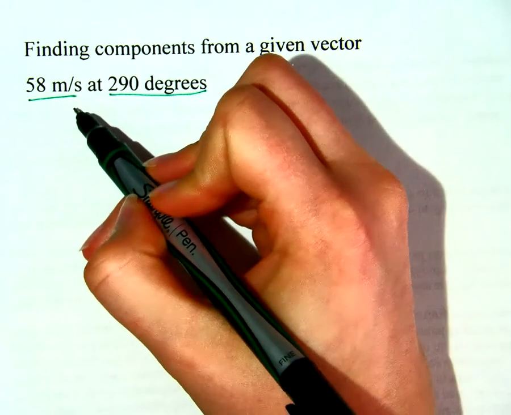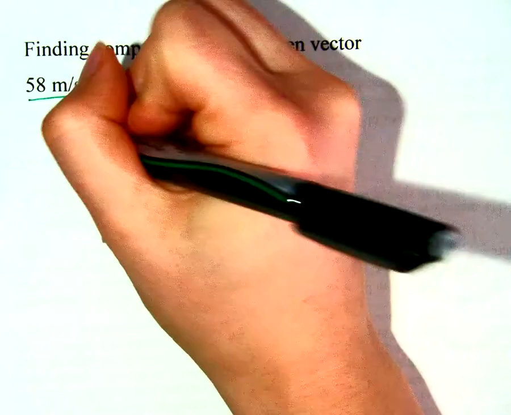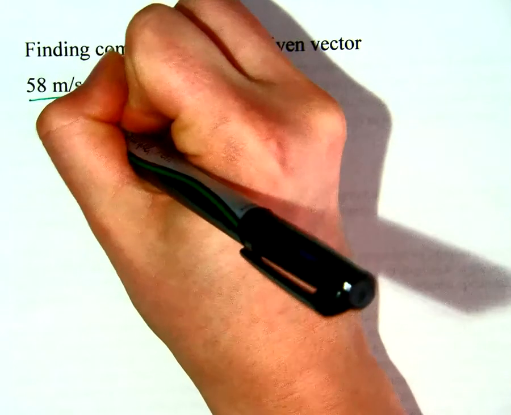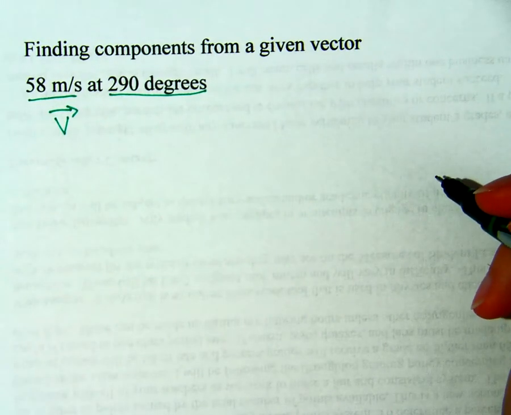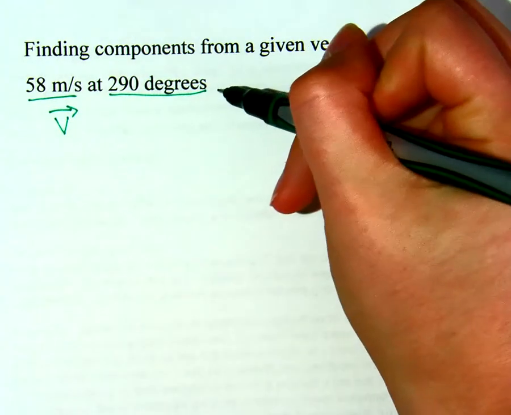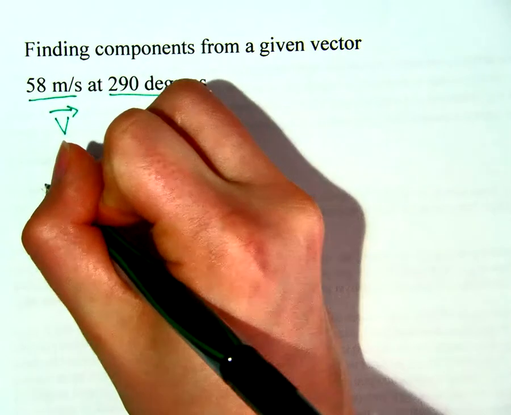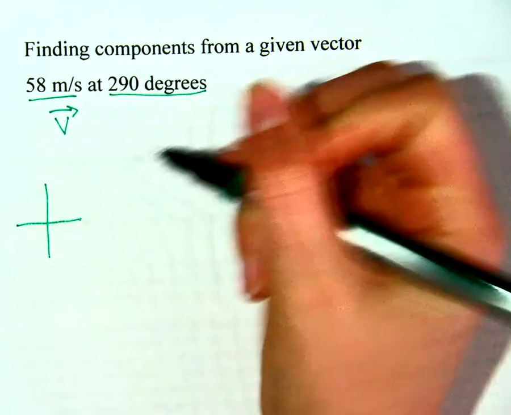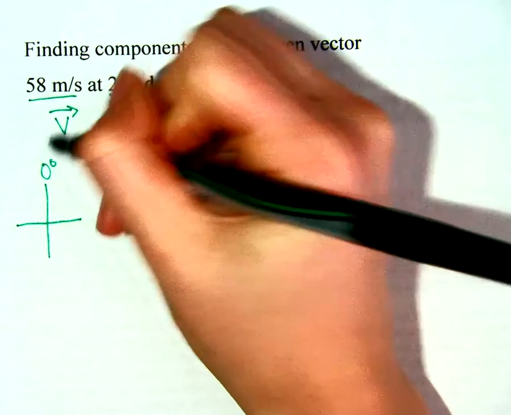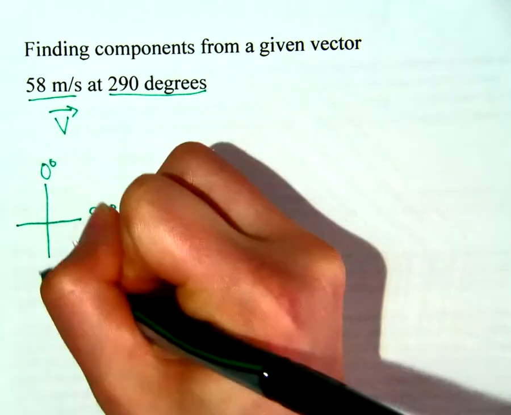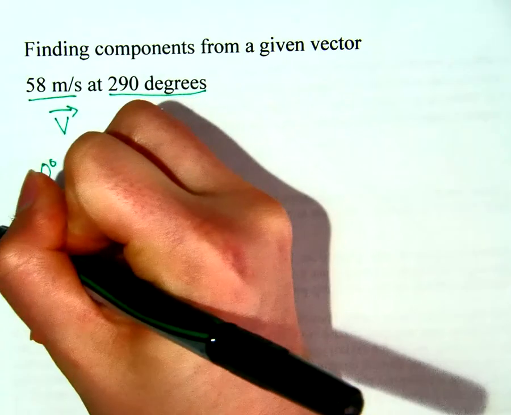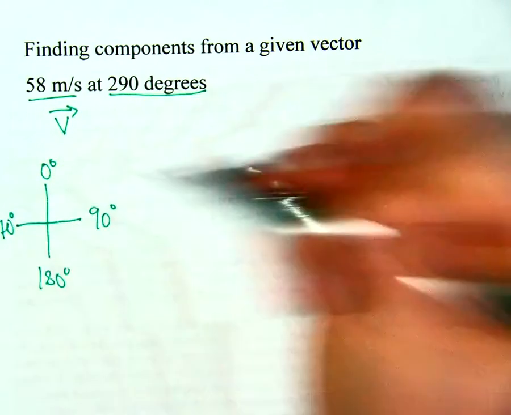Now this meters per second lets us know that this is a velocity, so I'm going to be using v with the arrow on top to represent a vector for this problem. The first thing we need to do is to look at our angle. If we go back to our simple coordinate plane, starting at north, we know that this is 0 degrees, and then we go around clockwise, 90, 180, and then 270.